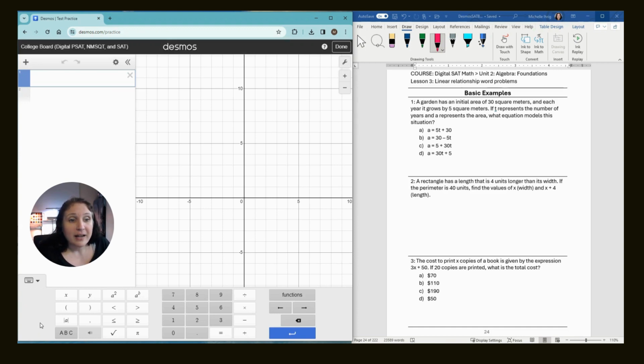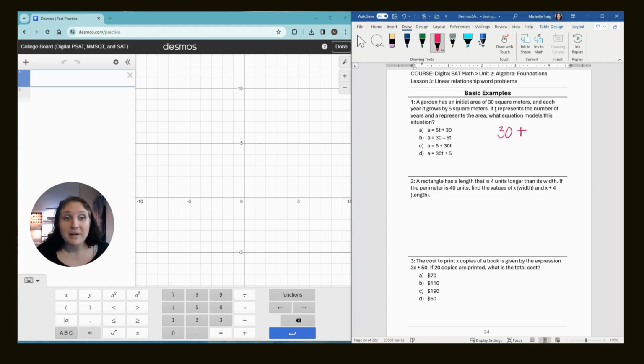A garden has an initial area of 30 square meters, and each year it grows by 5 meters. Our initial value is 30. It grows, so we're adding 5. We're in linear relationships, and whenever we do linear relationships, we are either adding or subtracting. If you see the word times, then we're doing exponential functions, which means we're multiplying, which technically means the x is an exponent.